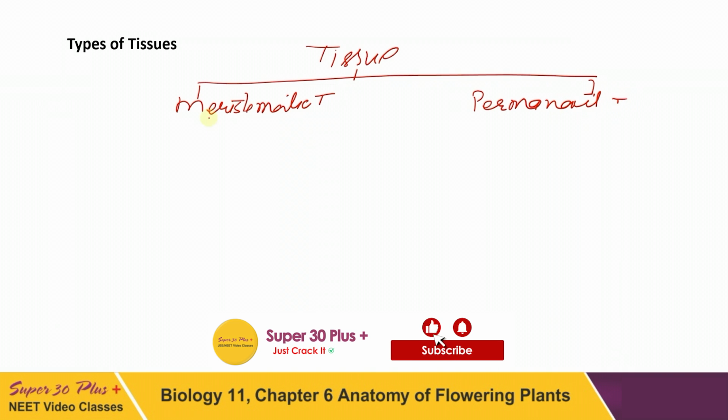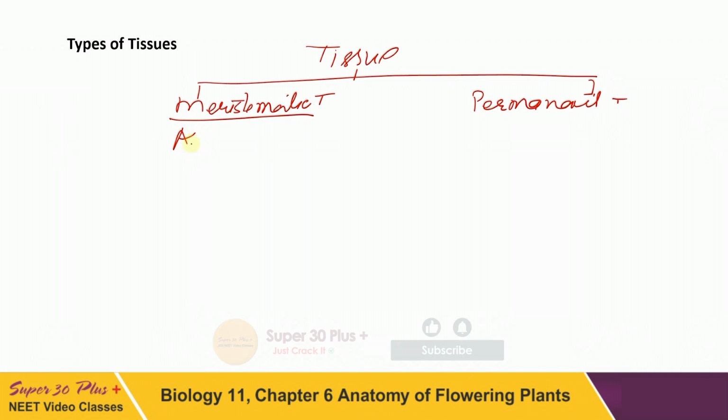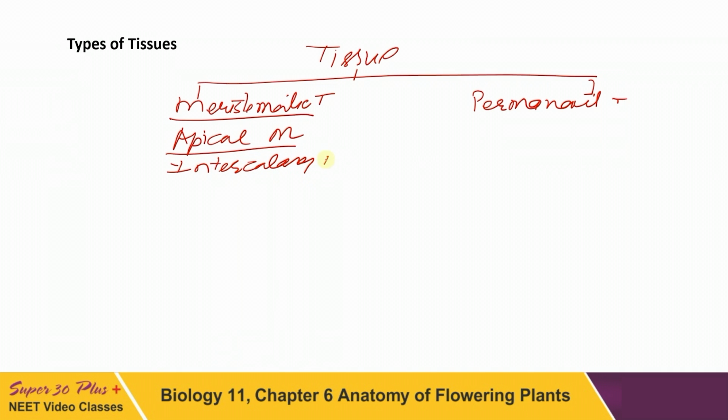Permanent tissue, meristematic tissue. Meristematic tissue may be of different types. That may be apical meristem, that may be intercalary meristem, or that may be lateral meristem.